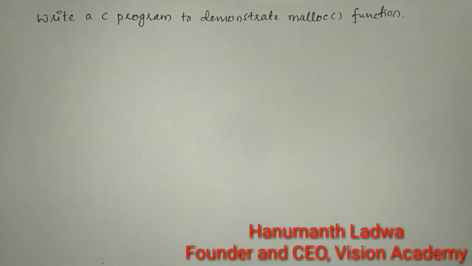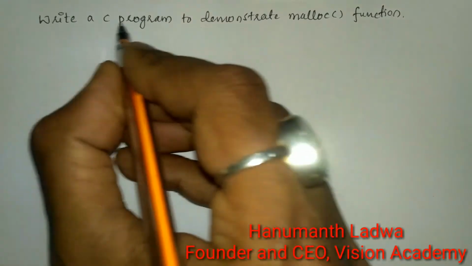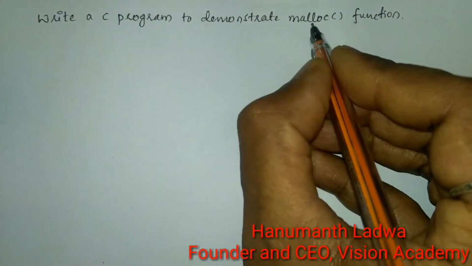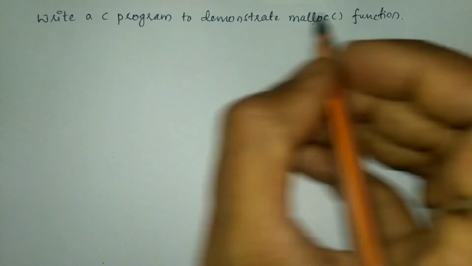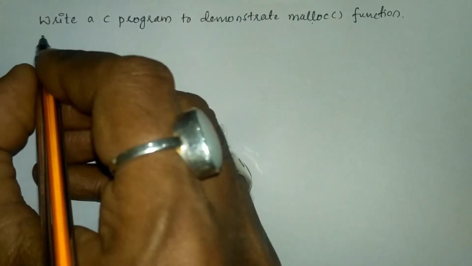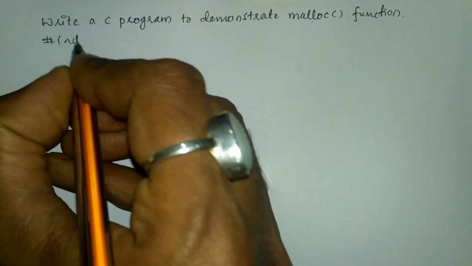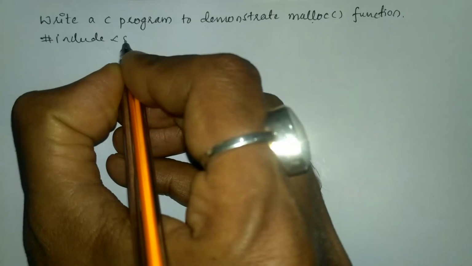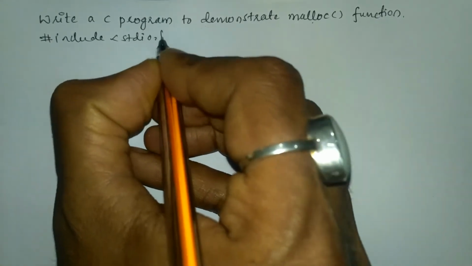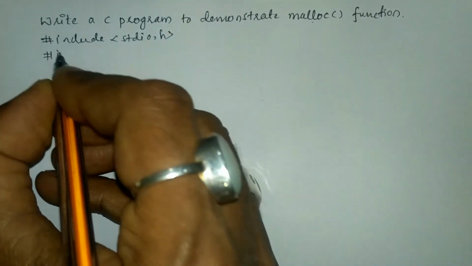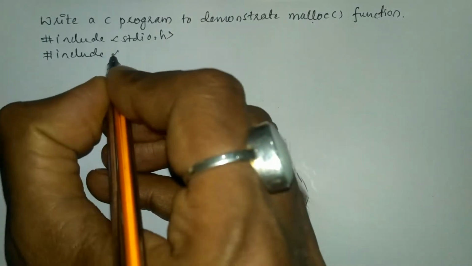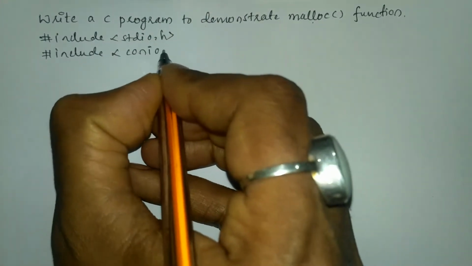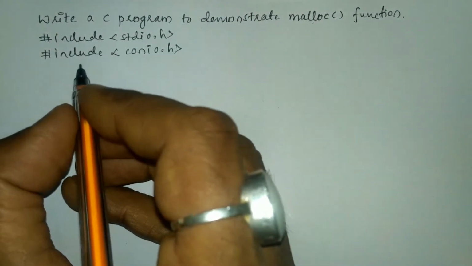My name is Hanmant Latwa and in this video we are going to write a C program to demonstrate the malloc function. Let us write the preprocessor directives: hash include in angular braces, we'll write stdio.h header file. The next preprocessor directive is hash include in angular braces, we'll write conio.h header file.